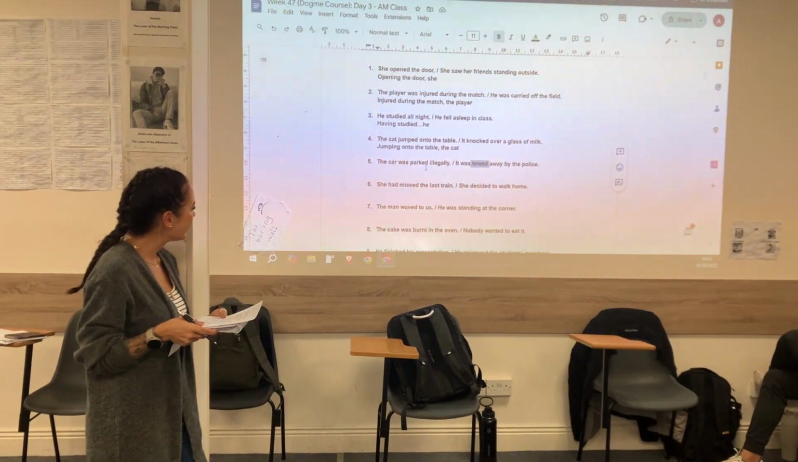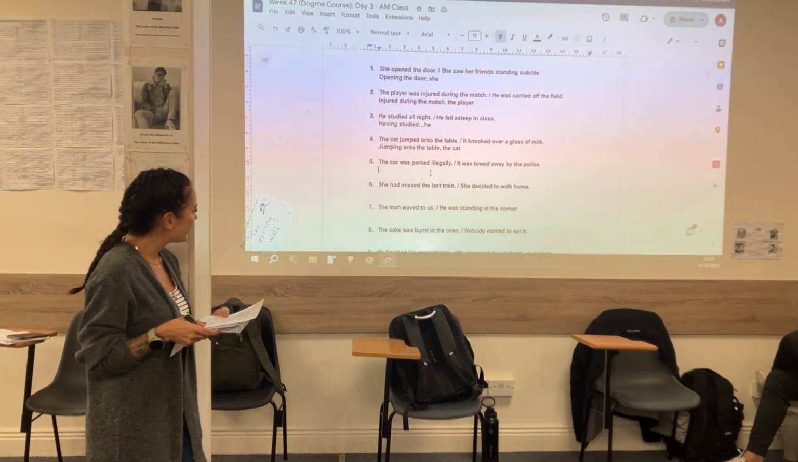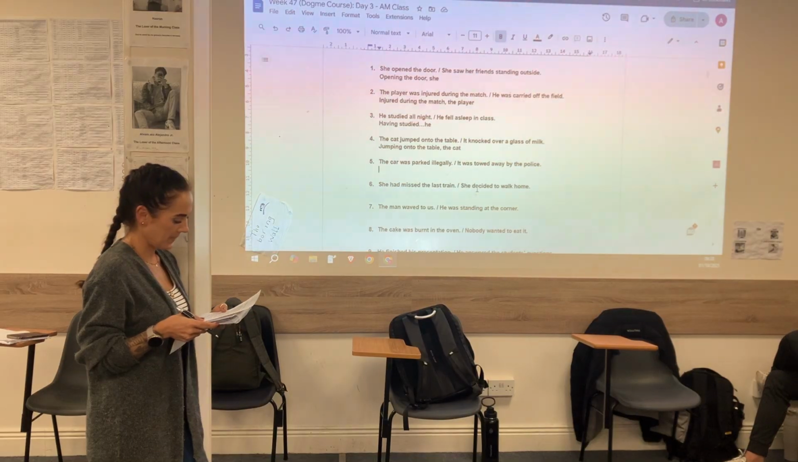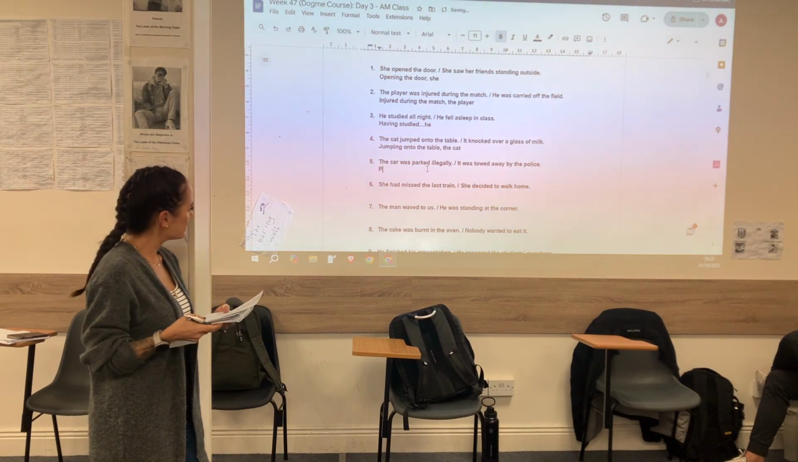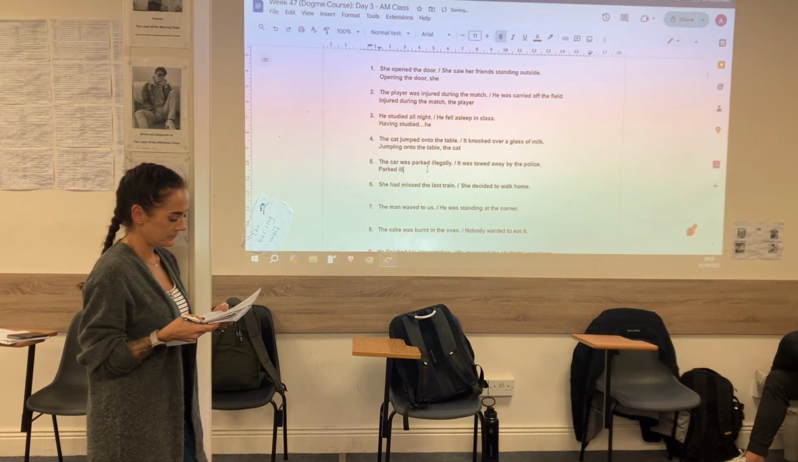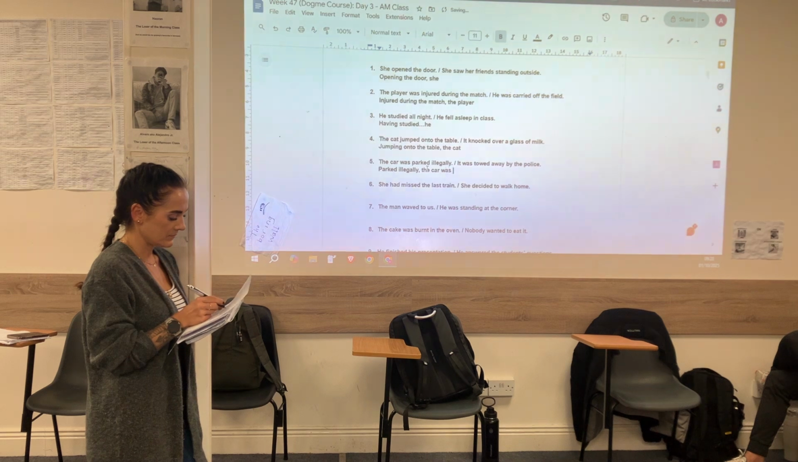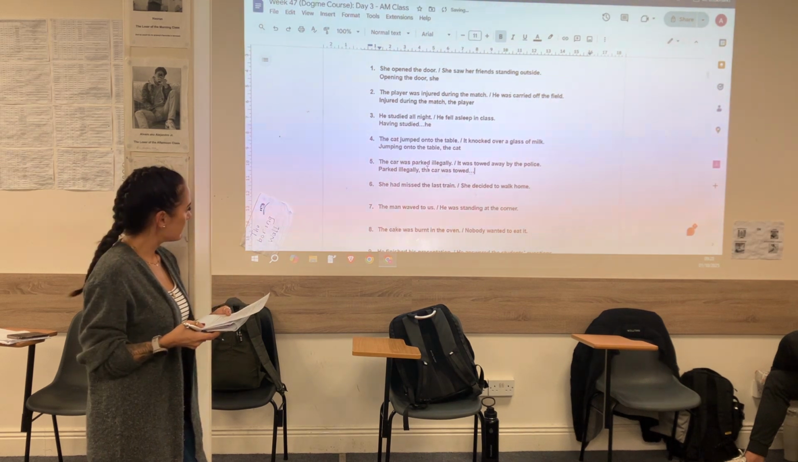Okay, so the car was parked illegally. It was towed away by the police. Now, what would you use here? Passive. Passive, yeah. So if you see was parked, probably you would say parked illegally. The car was towed away. Two passives in that case. The car was towed away because it was parked illegally.